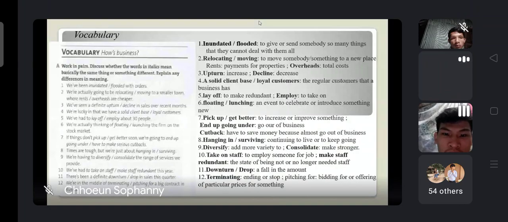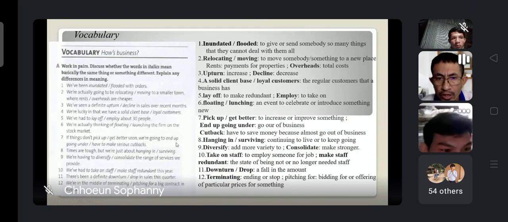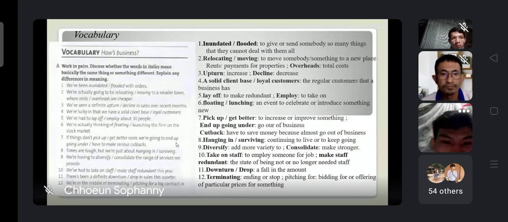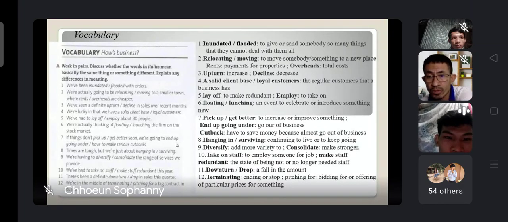Also employees. Lay off is very important. And another one is employ. Employ means to take on. You need to employ staff. You need to recruit or something else. That means we call them employees, to take someone to work in your company. And number 6 is launching. That means events to celebrate or introduce something new. That means you open or launch your new store or your new shop. That means launching.